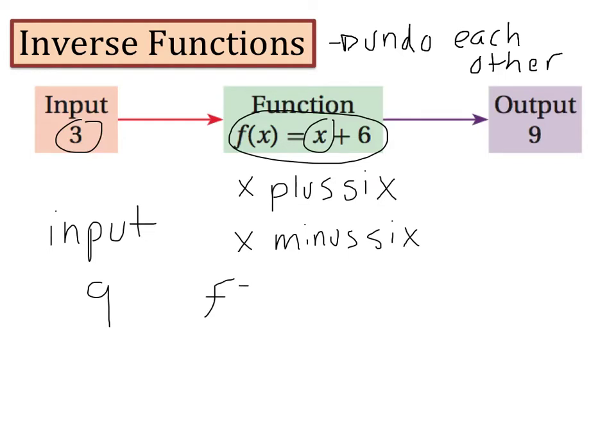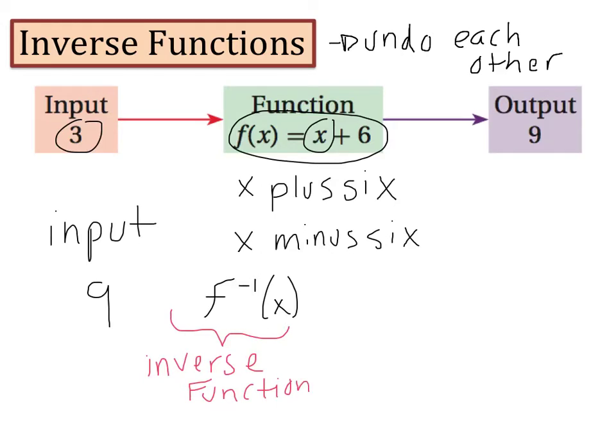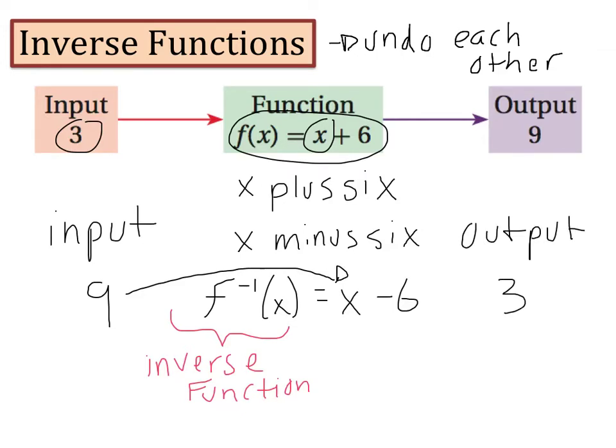So I'll say that my inverse function, and this is how we'll write inverse function, this just means inverse function. So the inverse of my function f of x, instead of x plus 6, will just be x minus 6. And if my input is 9, and I put that into this function, my output will be 3. So we say that inverse functions are functions that undo each other, and this is kind of the idea, to figure out what the operation is and just do the opposite of it.